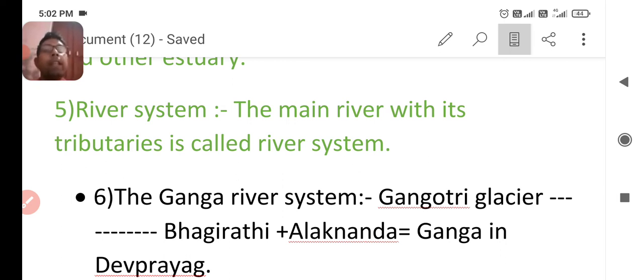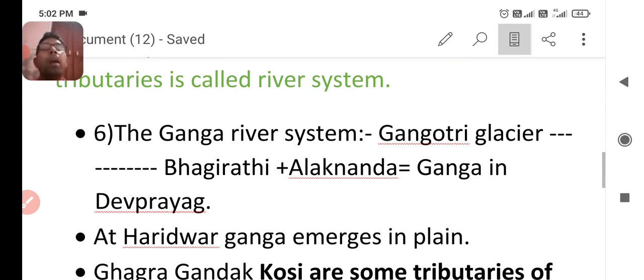And the next point, we shall read about the first river system of the Himalayan rivers, the Ganga river system. The Himalayan rivers consist of three major river systems: the Ganga river system, the Brahmaputra river system, and the Indus river system. Firstly, we are going to read about the Ganga river system. Ganga originates from the Gangotri glacier.